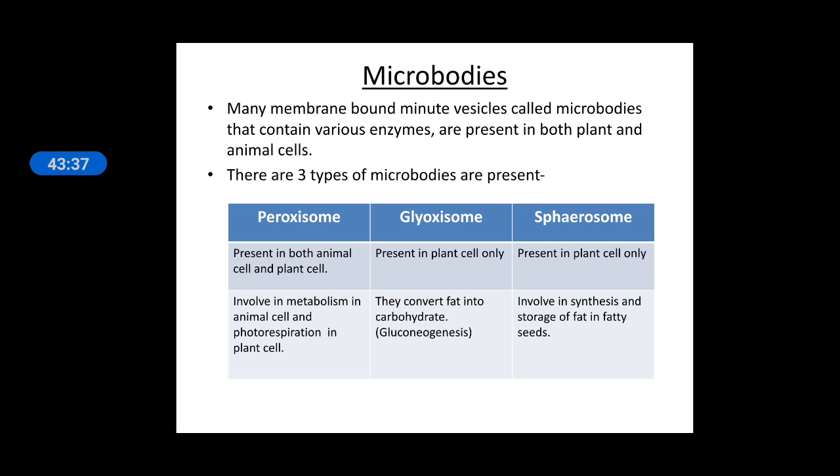Glyoxysomes convert fat into carbohydrate. This is known as gluconeogenesis, because carbohydrate is formed from a non-carbohydrate substance. This process takes place during the germination of seed. Spherosomes are involved in the synthesis and storage of fat and fatty acids. This occurs during the production of seed; when fatty seeds are forming, spherosomes store the fat.